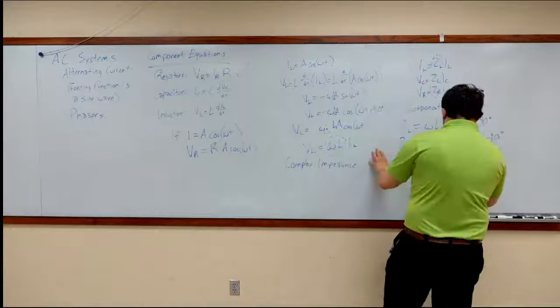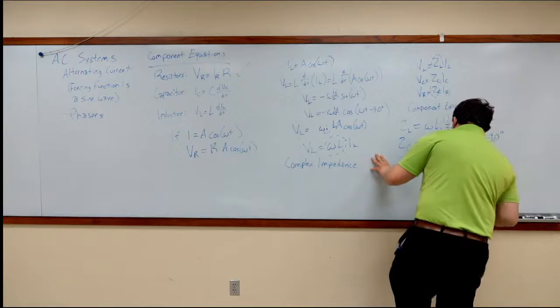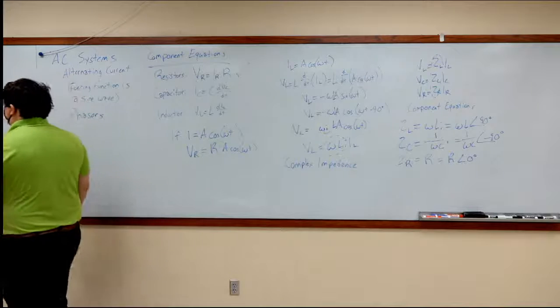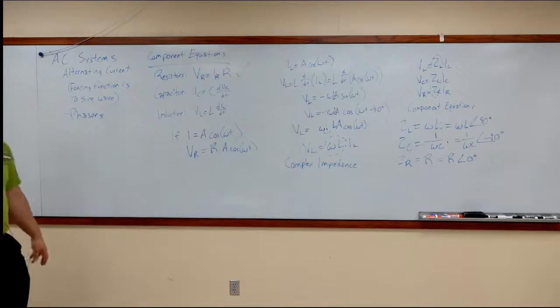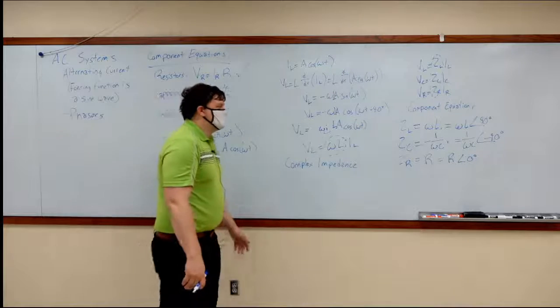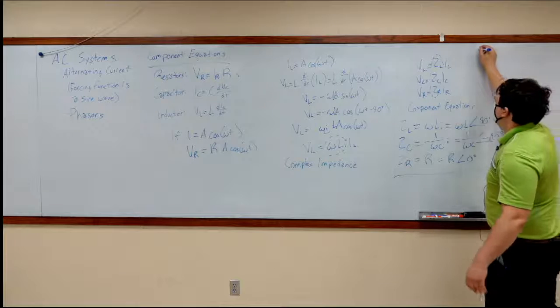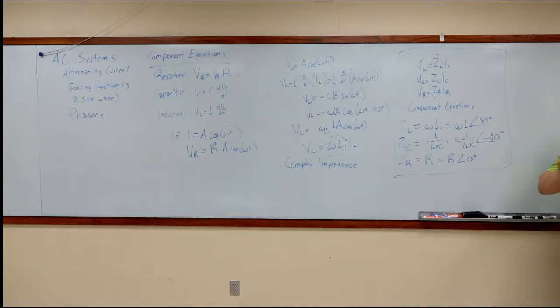Okay, and I will go ahead and say that this is also equal to R at an angle of 0 degrees, just because that'll help you out in a little bit. So there's our component equations. These are the new ones. These are only valid for AC systems. But because AC systems have this unique behavior, we can use these component equations that are complex in nature. We can use them to solve problems, and it should make our lives easier.